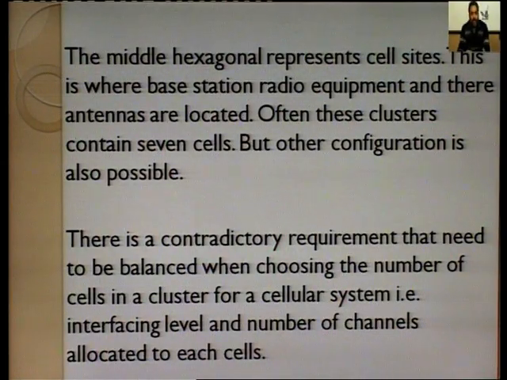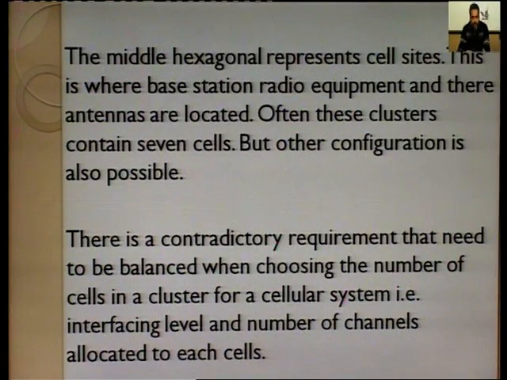Now, the middle hexagon represents the cell size, the cell sites. In each cell there is a tower in the center, meaning the central site of the cell contains the tower. This is where the base station radio equipment, the equipment which transmits or receives the radio waves, is located, and their antennas are located on the towers.